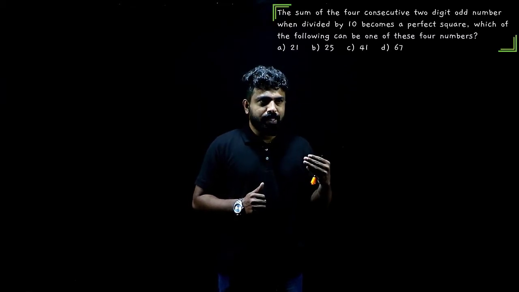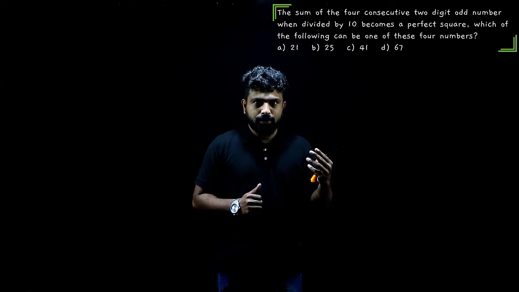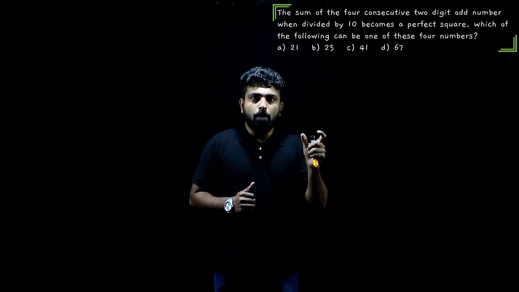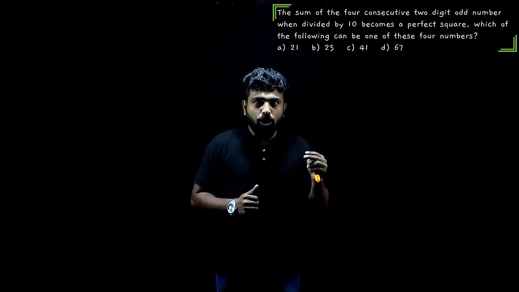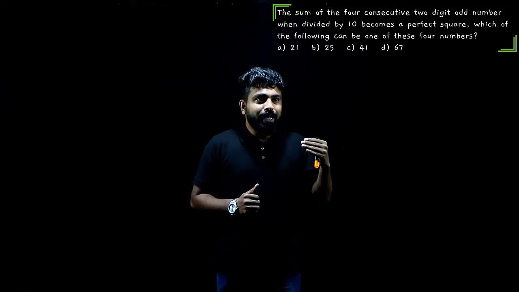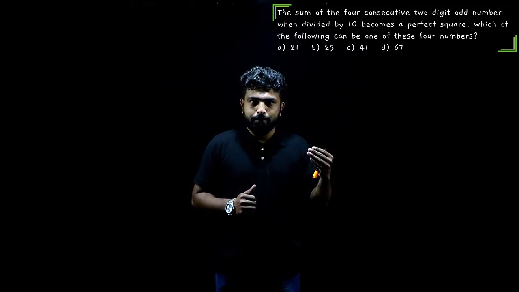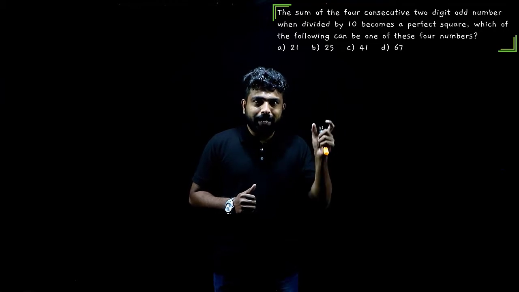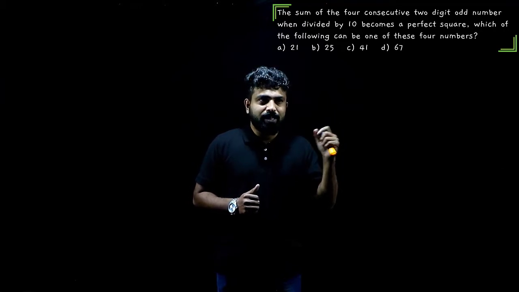So, let us look at our first question here. What does the first question say? The first question goes like this. The sum of the 4 consecutive 2-digit odd numbers. So, they are asking for the sum of 4 consecutive 2-digit odd numbers, which when divided by 10 becomes a perfect square. So, that sum when divided by 10 becomes a perfect square.